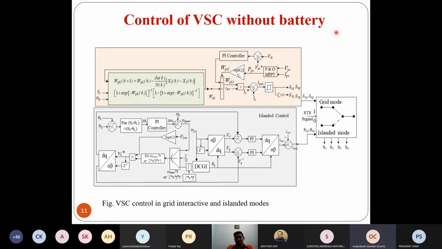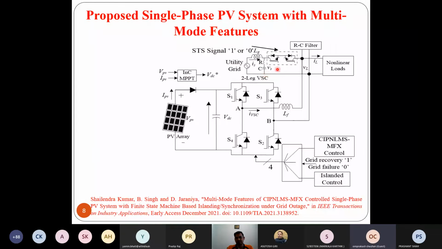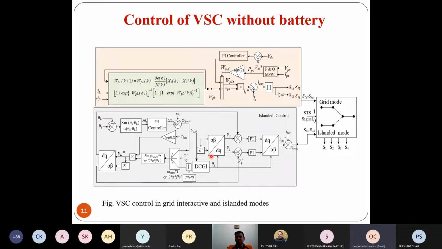Control of VSC without battery. So this is the control for this system. We don't have any battery, so how will we control the DC bus? Simple, as you are going to control through your power quality conditioner unit, or you are going to control the grid connected system. So using a PI controller, you can compare both the voltages and you can control the voltage.